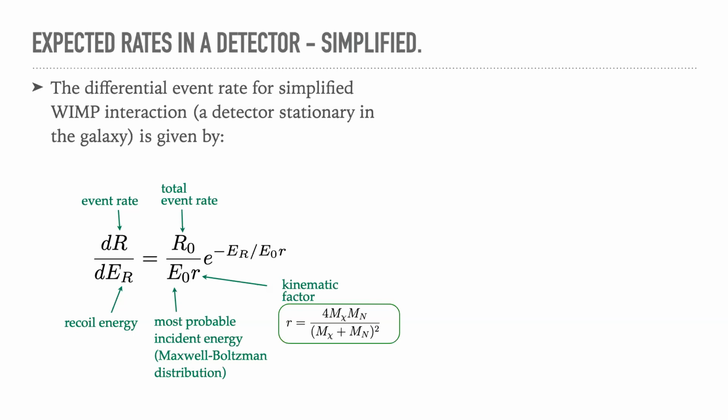Okay, no problem. So let's start with just something simplified: event rate in a detector. And then, okay, yes, sorry, I don't see the hand very well.